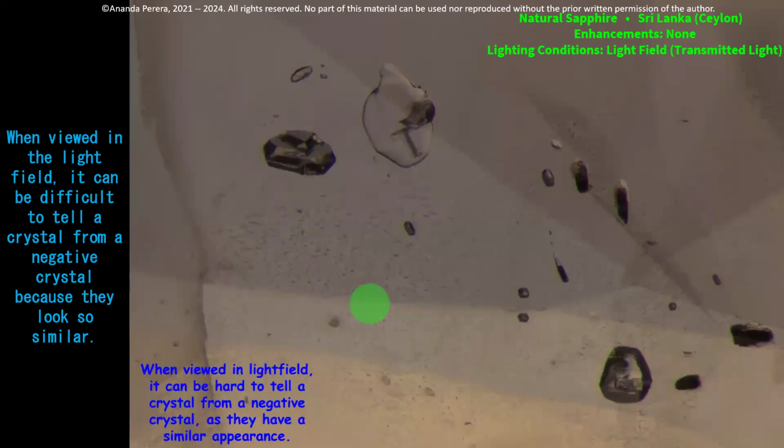Here, another Sri Lanka stone, no enhancement. Lighting condition is transmitted light, that is light field illumination. You can remember the 7 illumination styles we learned in lesson number 48. When viewed in light field, it can be difficult to tell a crystal from a negative crystal. These are the negative crystals, and inside the negative crystal, there is another crystal.